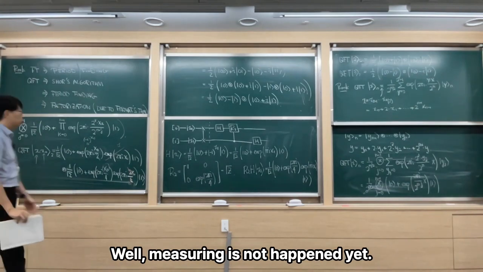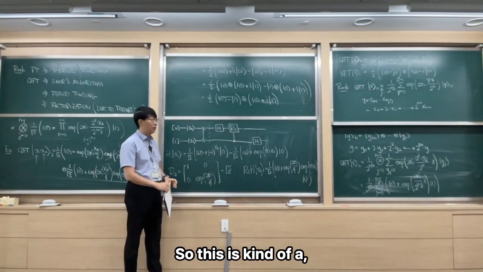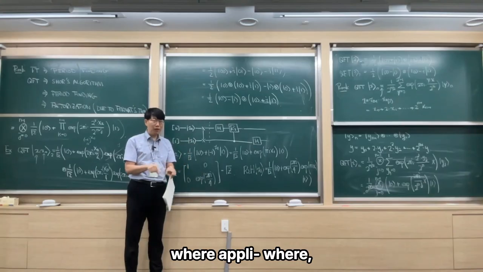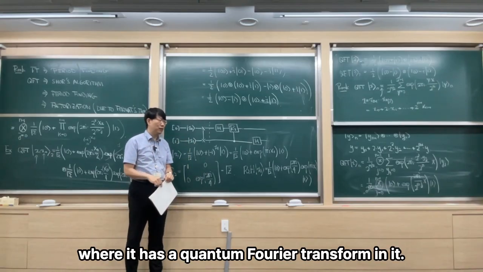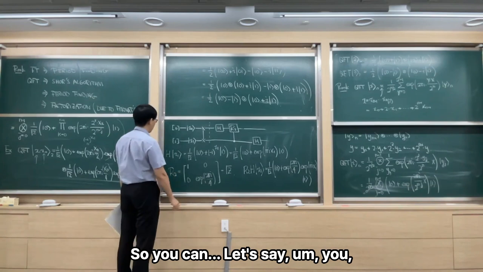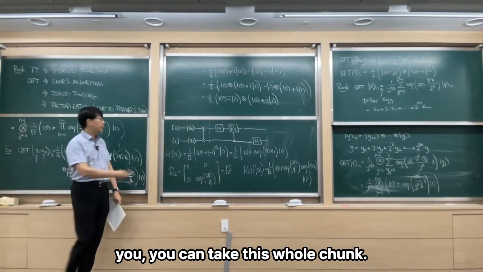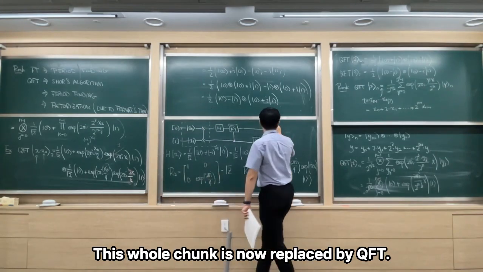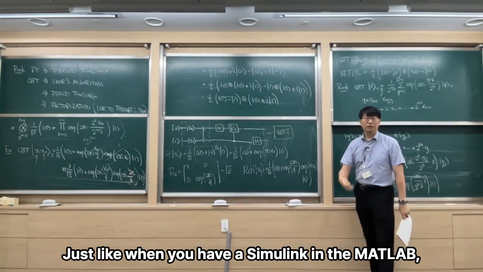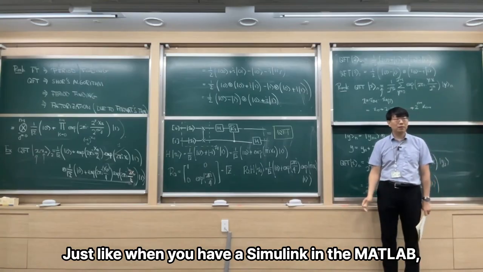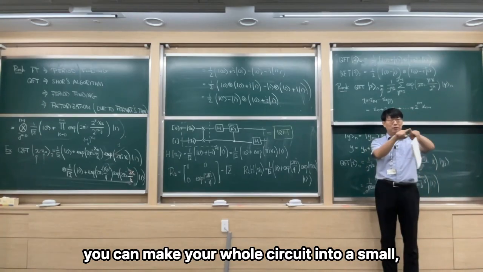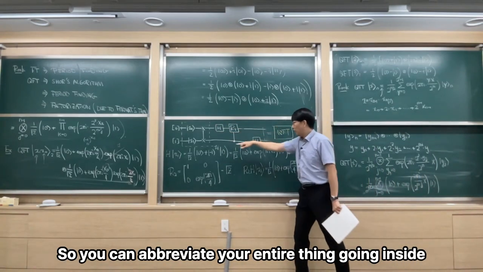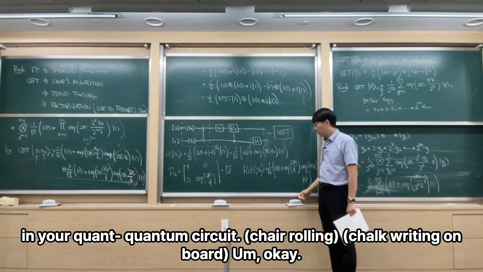Where do we measure the results? Well, measuring has not happened yet. This is some small part of a big quantum circuit that has a quantum Fourier transform in it. So you can take this whole chunk, and this whole chunk is now replaced by QFT. Just like when you have a Simulink in MATLAB, you can make your whole circuit into a small black box. So you can abbreviate your entire thing inside as a QFT box in your quantum circuit.